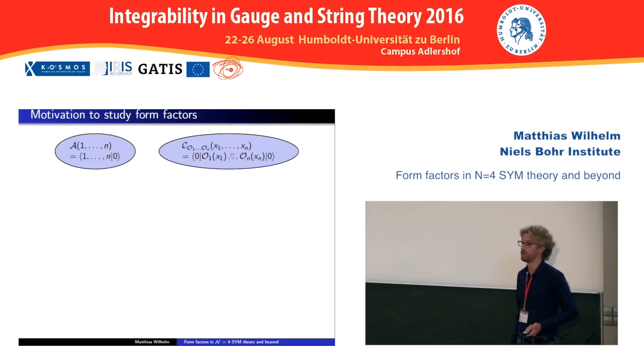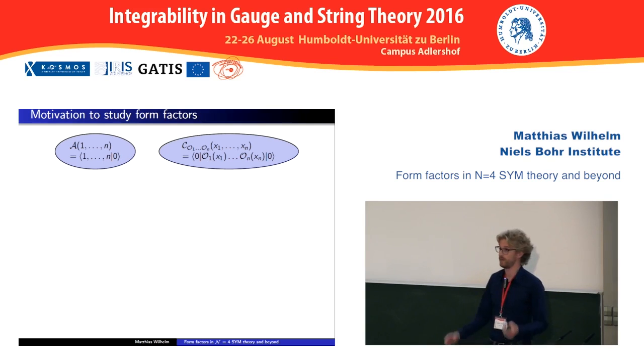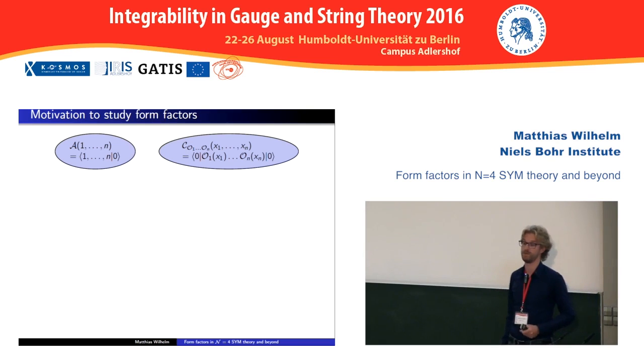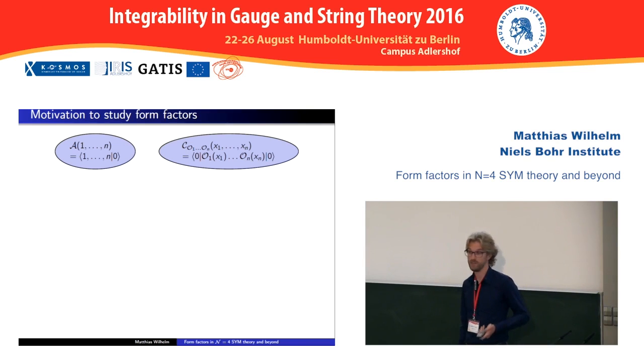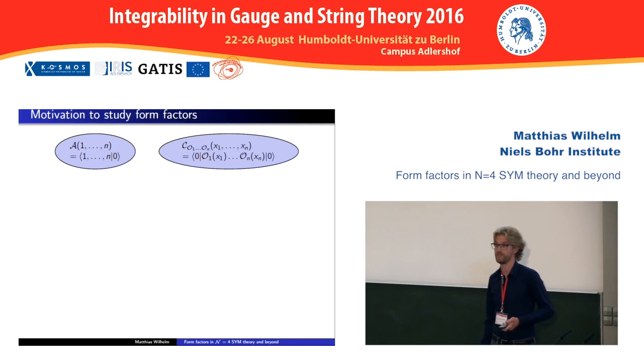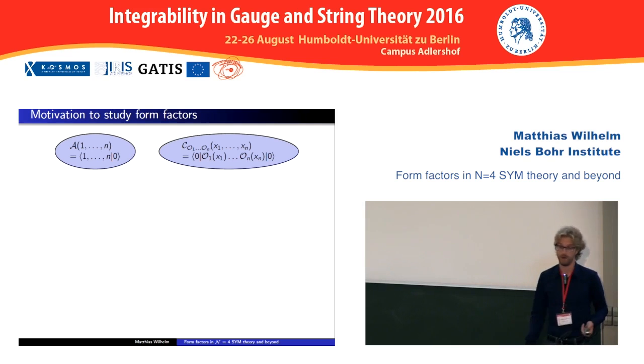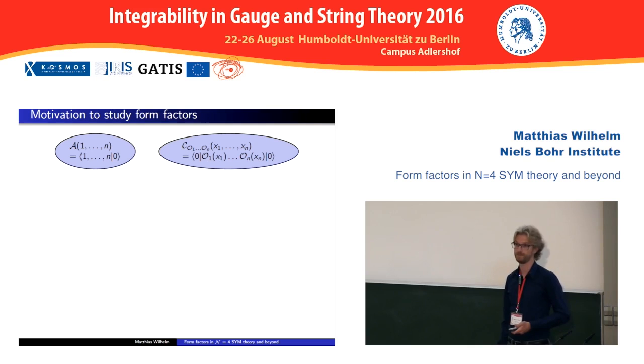Another very important quantity in a conformal field theory like N=4 Super Yang-Mills theory is the correlation function of gauge-invariant local composite operators. A correlation function is defined by taking products of these operators O at positions xi and wedging the result between two vacua. During the last 1.5 decades, correlation functions have been very successfully studied via integrability in the case of two-point functions, but recently also for three-point functions, as everybody else today has been telling you.